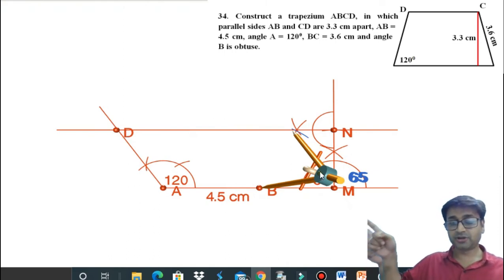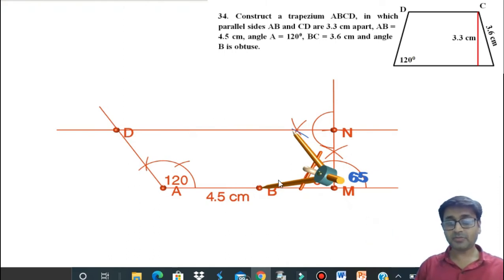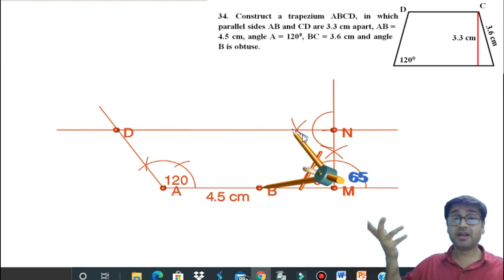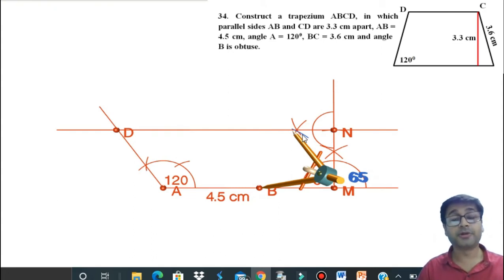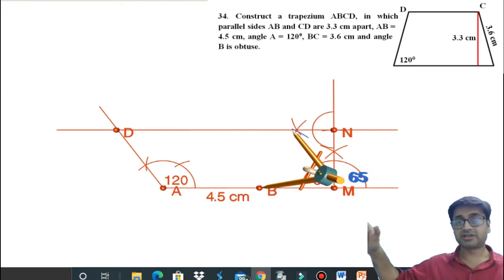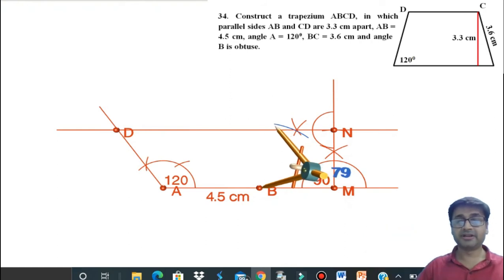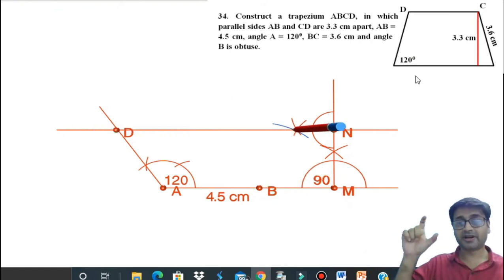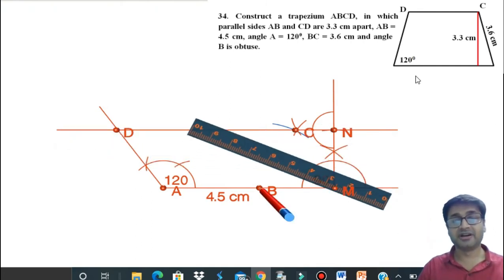So keep your compass on point B right over there and cut an arc of 3.6. This 3.6 has to be outside, not inside. Why? Because they say that B is obtuse. Don't forget that. If you take it inside, it will become acute. You will lose marks for this part. So we take it outside, cut an arc. Wherever it intersects, that becomes my point C. Once you get C, connect A, B, C, D, and your trapezium is ready.